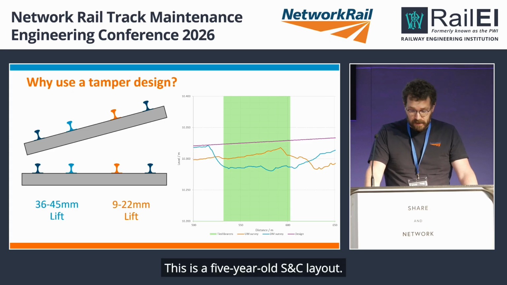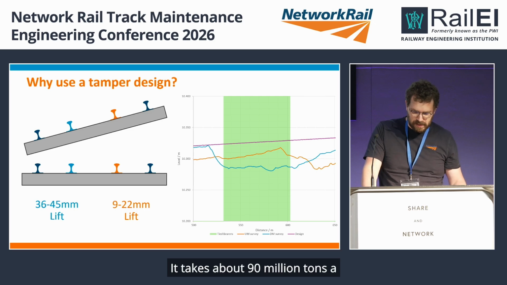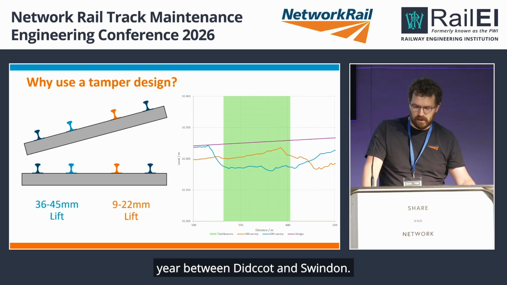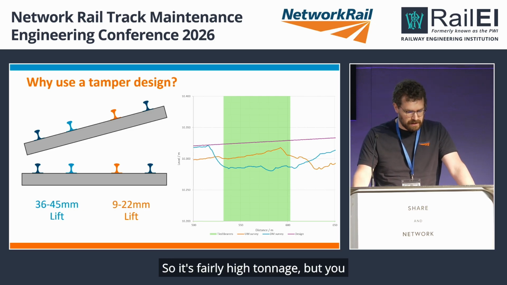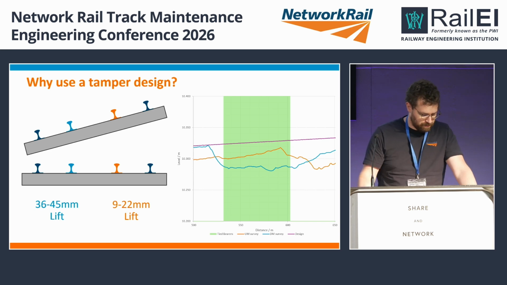This is a 5-year-old S&C layout. This is on its first tamp. It takes about 90 million tons a year between Didcot and Swindon. So it's fairly high tonnage, but you can see there's still a very significant difference in lift there.